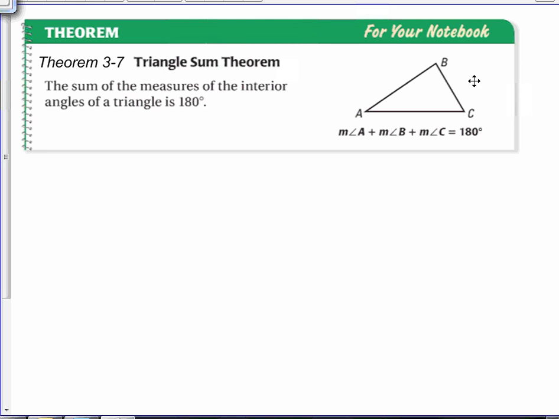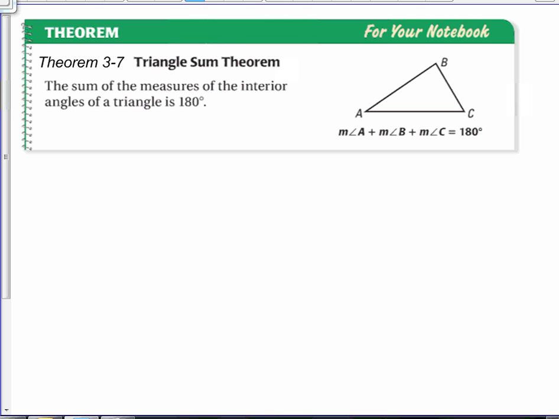All right, so last time we talked about the different classifications of triangles, and today we're going to talk about a couple different theorems that have to do with triangles. This first theorem is Theorem 3.7. It's called the Triangle Sum Theorem. What this theorem says is the sum of the measures of the interior angles of a triangle is 180 degrees.